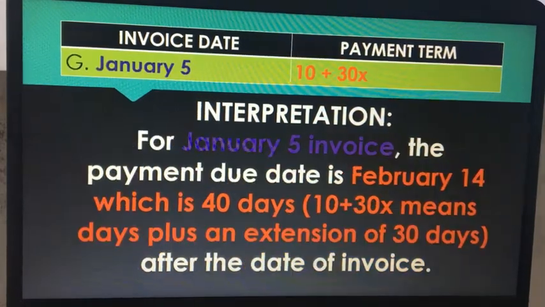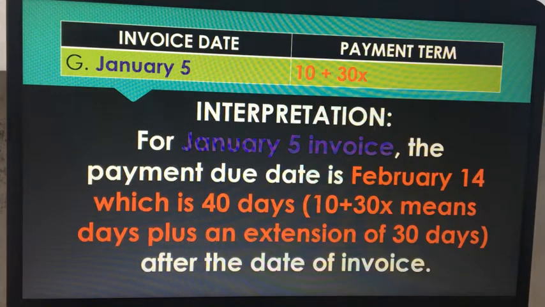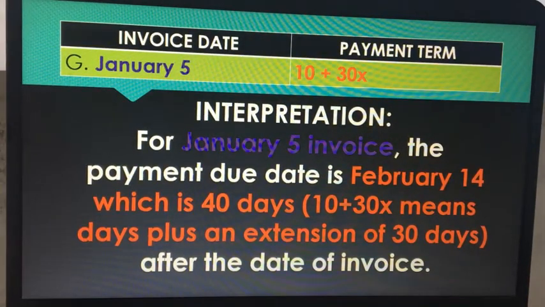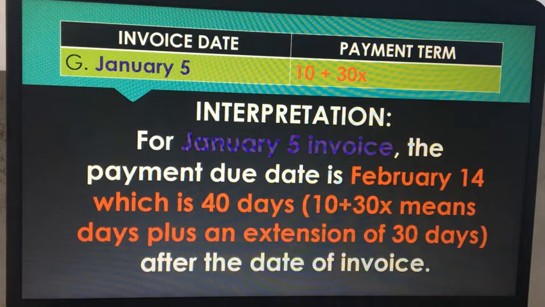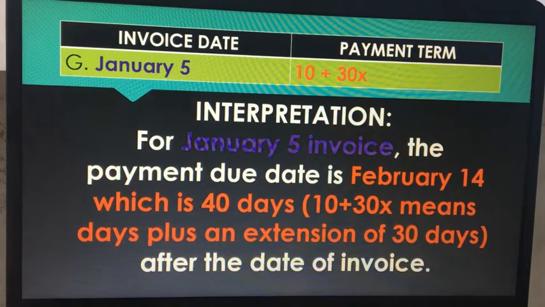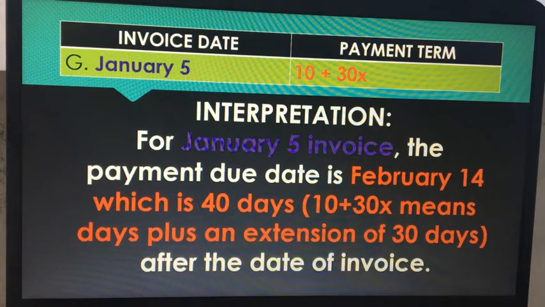Okay, let's proceed to example letter G. As you can observe, the payment term in example letter G is new. The invoice date is January 5. The payment term is 10 plus 30x. How are we going to interpret this one? For the January 5 invoice, the payment due date is February 14.